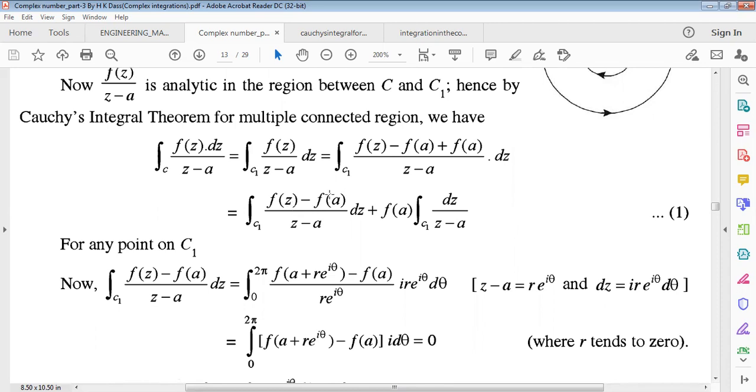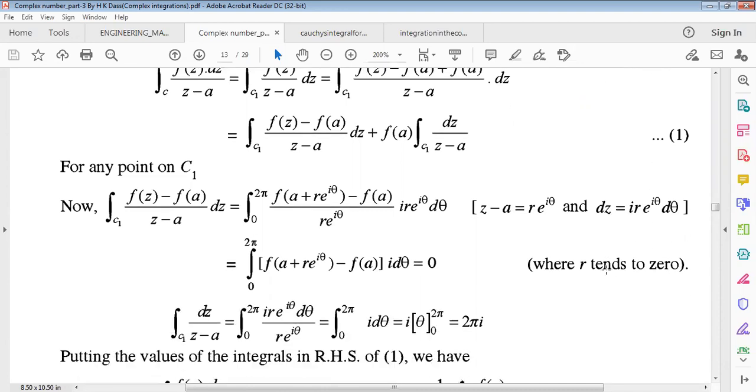f(z) - f(a) divided by z - a, where f(z) can be written as f(a) + r e^(iθ), just taking polar form. Okay, z - a equals r e^(iθ), and dz, taking differentiation on both sides, equals i r e^(iθ) dθ. Applying the substitution, dz will be this, and f(z) will be this. And z - a equals r e^(iθ).